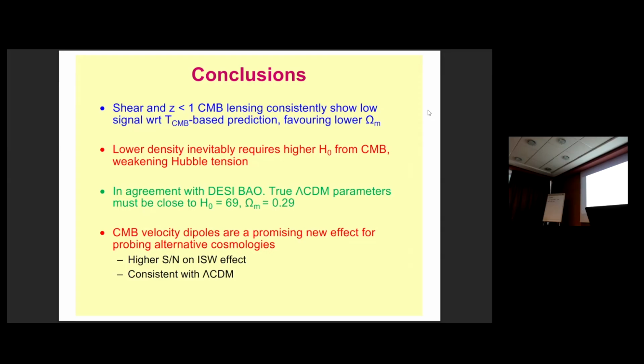And something I didn't mention, but is worth dwelling on, is that the low density is attractive, because in terms of the parameter degeneracies of fitting CMB, if you lower the density, you have to raise the best fitting Hubble constant. So that means, if you want a density parameter just under 0.3, Hubble constant should be about 69. That doesn't close the Hubble tension, but it certainly makes things better than they were. So this has the feeling of truth to me.